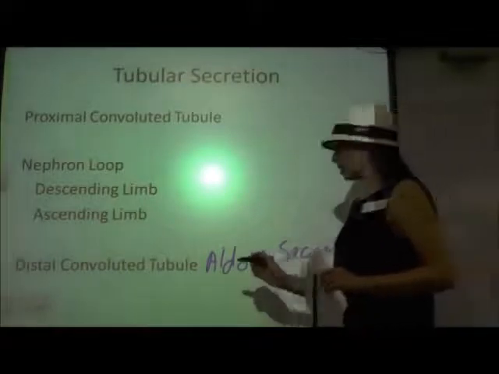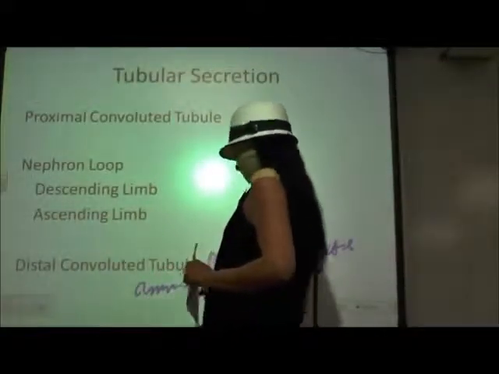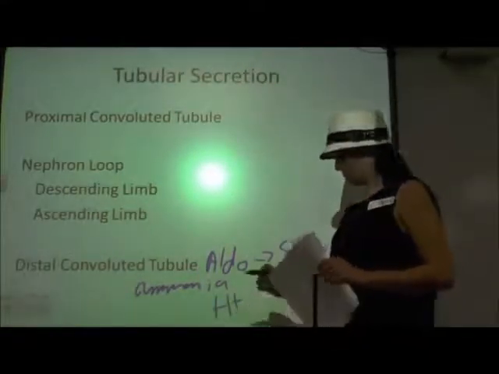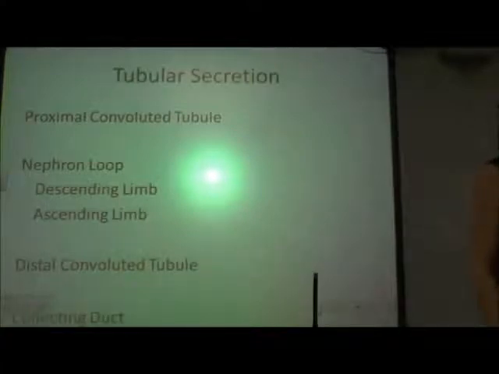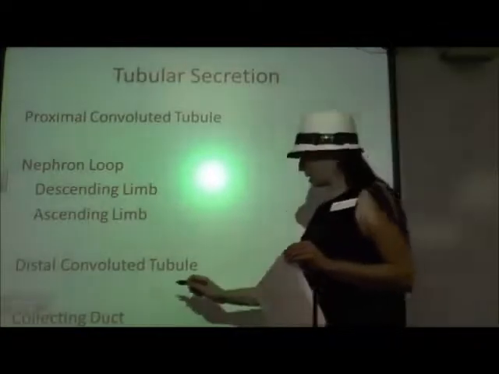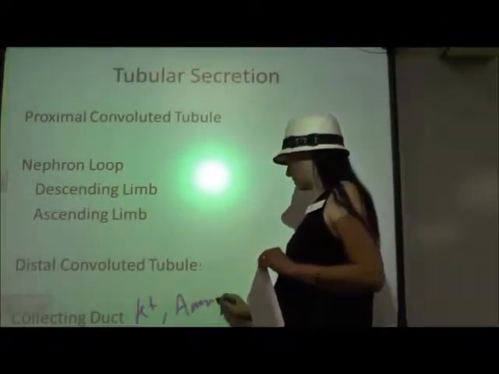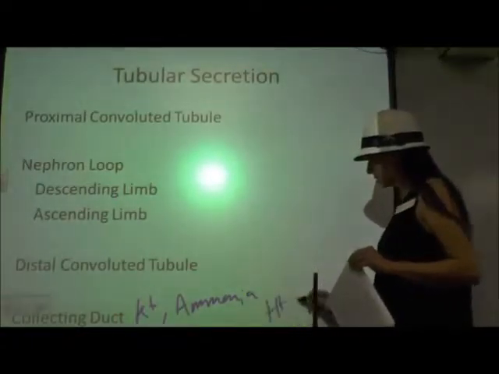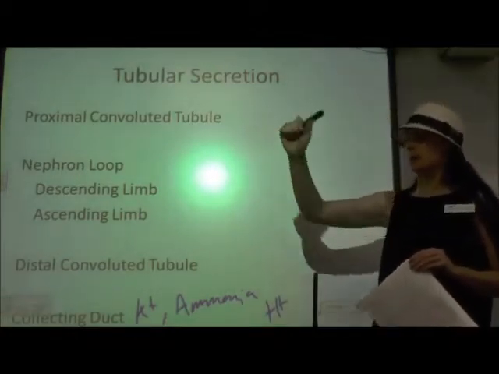In this area, we can also secrete ammonia and hydrogen ions. And our collecting duct, as far as secretion goes, is going to be the same as our distal convoluted tubule. It's going to be able to secrete potassium, ammonia, and hydrogen ion. So most of our tubular secretion is happening in the proximal convoluted tubule.